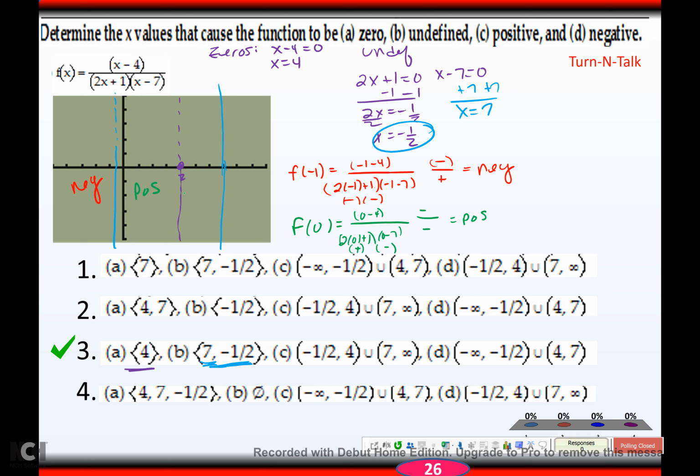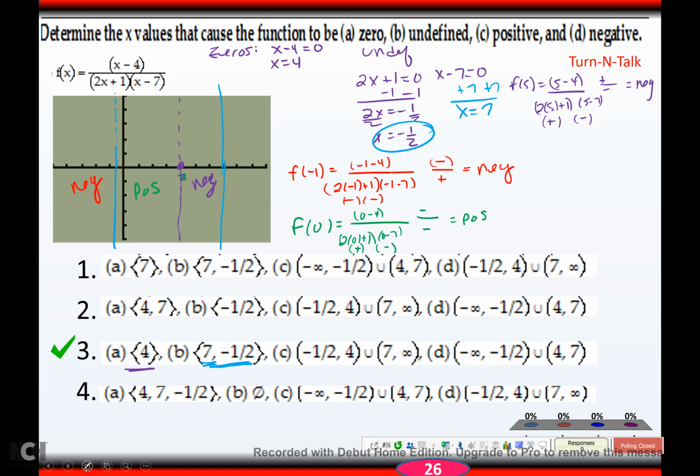Pick something between 4 and 7. I'm going to pick 5. So if I do f of 5, I'm going to have 5 minus 4, which is positive, over 2 times 5 plus 1, which is positive, times 5 minus 7, which is negative. So you got a positive on top. A positive times a negative on bottom is a negative. A positive divided by a negative is a negative. So this section is negative.